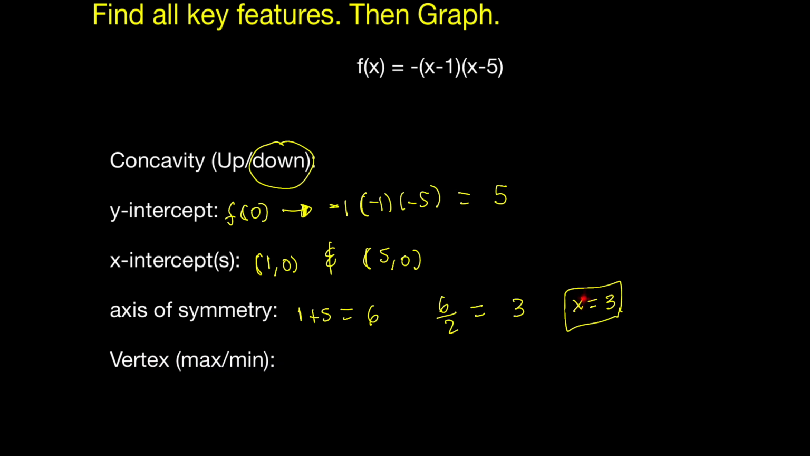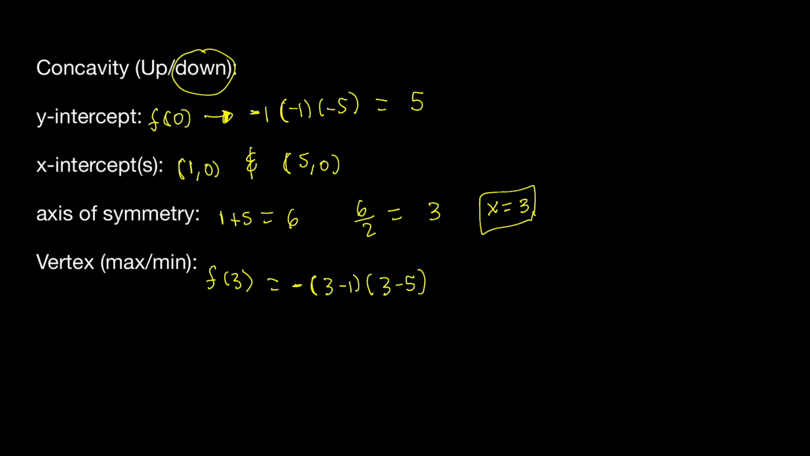Finally, to get the vertex, we're going to evaluate the function at the axis of symmetry. So we're going to get f of 3, replacing all of our x values by 3's. So this gives us negative 3 minus 1 multiplied with 3 minus 5. Alright, so now here, this is going to equal -1. 3 minus 1 is 2, and 3 minus 5 is -2. -1 times 2, that's -2, and then we have the other -2. And -2 times -2 gives us +4. So the vertex is going to be at 3, 4.